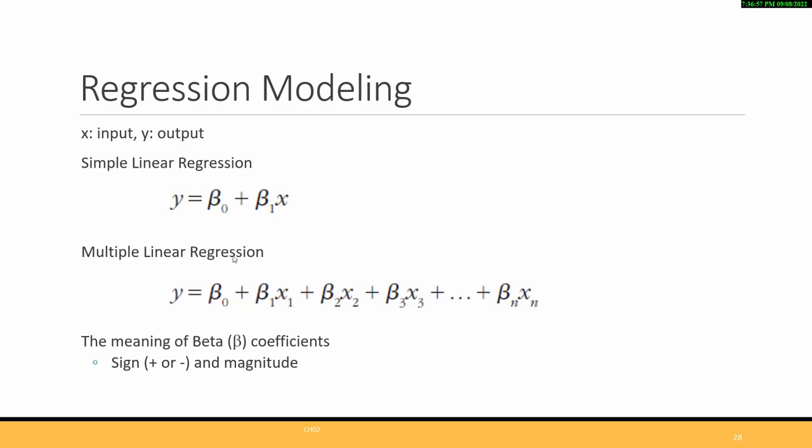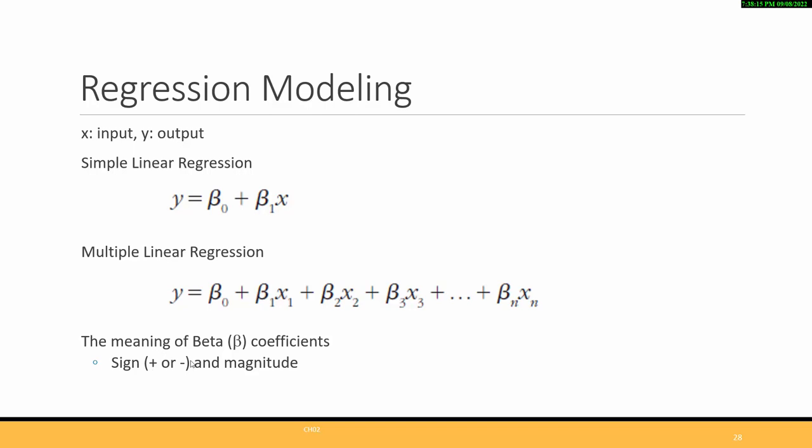In case of multiple linear regression, OLS can find out multiple coefficients like beta 0, beta 1, beta 2, because we have multiple x variables here. So x1, x2, x3, xn, we can go as many as we want.